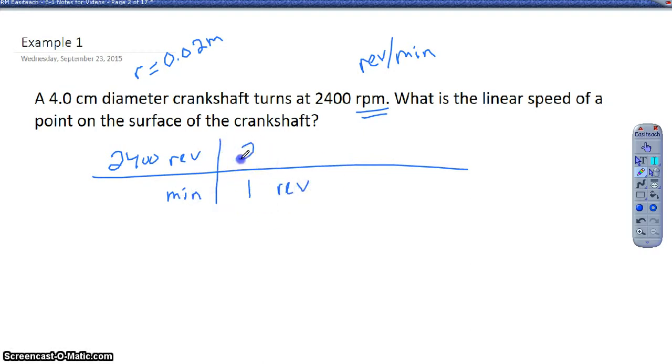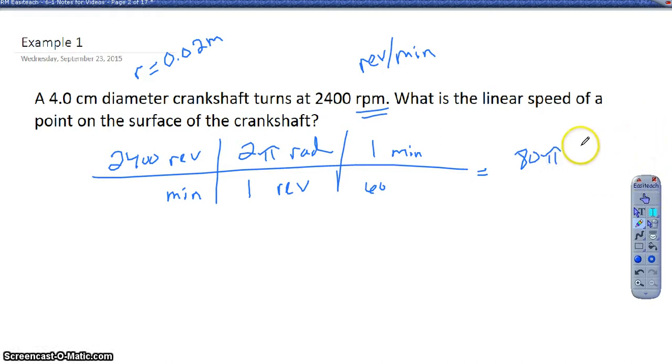So 1 revolution is 2 pi radians, right? We know there's 2 pi radians per trip around the circle, and then obviously 1 minute is 60 seconds. So setting it up this way, right, dividing 2400 by 60 would give me 40, and then 40 times 2 pi would be 80 pi. So I'm going to go ahead and leave it in terms of pi, but it's 80 pi radians per second. So that's my conversion.